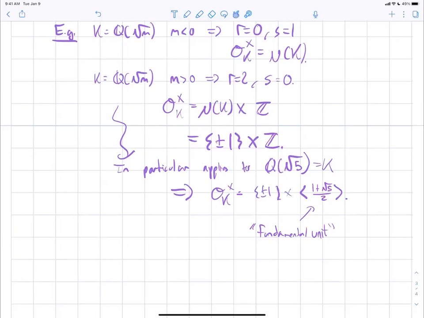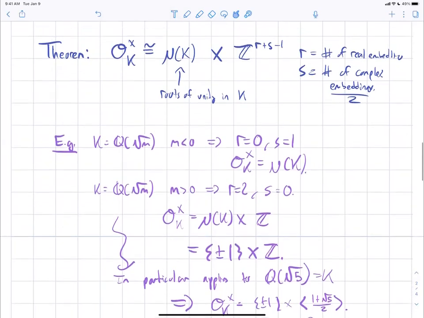Okay, so how do we prove this theorem? Let me make one remark first: it suffices to prove a slightly weaker statement. What we actually need to prove is that O_K cross is finitely generated, and its rank is r plus s minus 1.